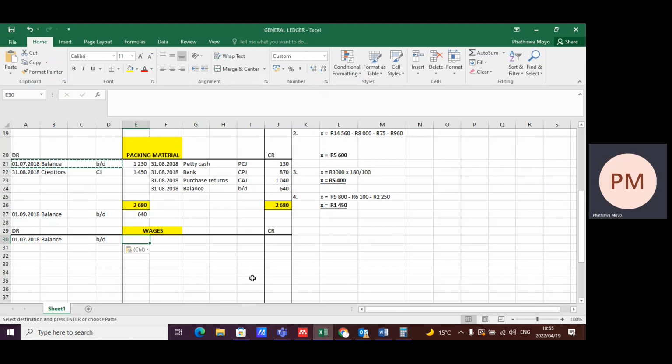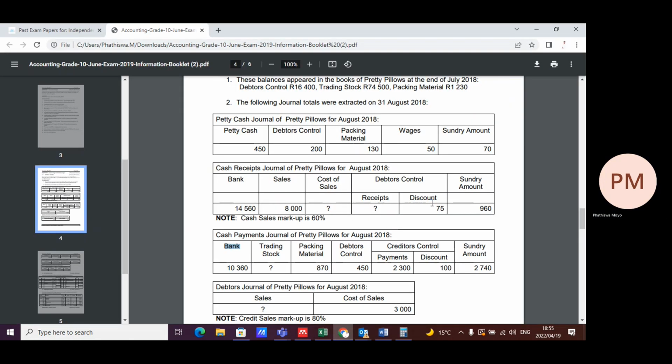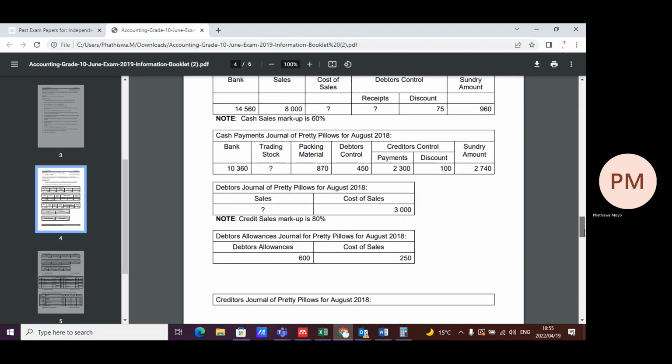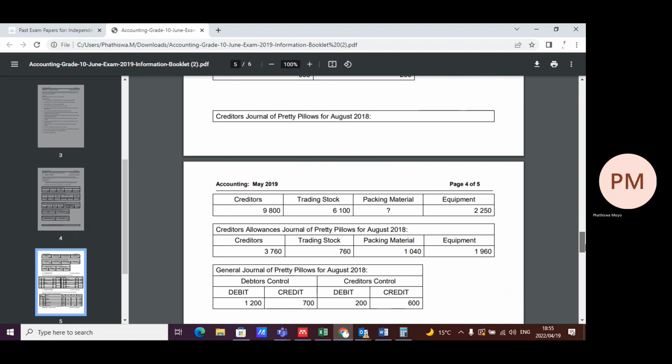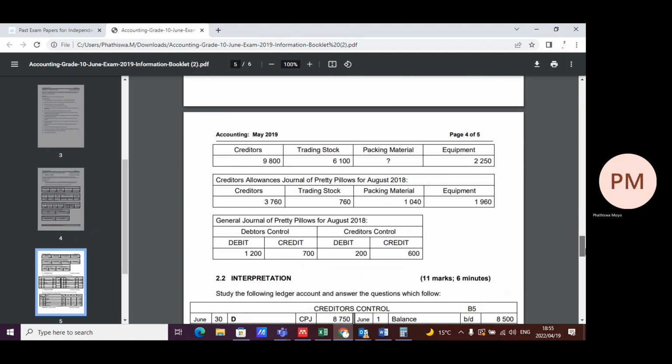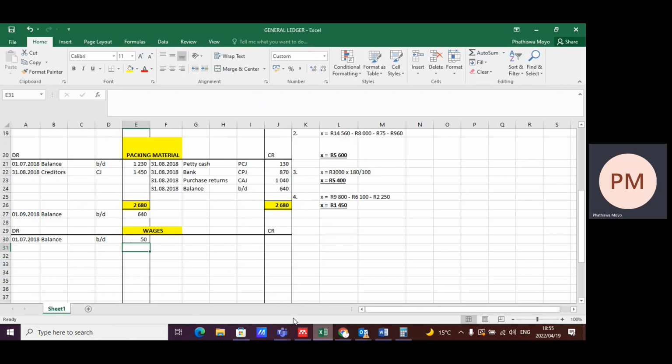R50. Yeah? The expense was created. Let's run. Let's go. We have any other one? Seems as if we don't have any. So we're done with wages.